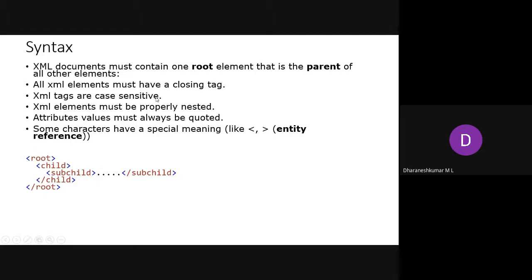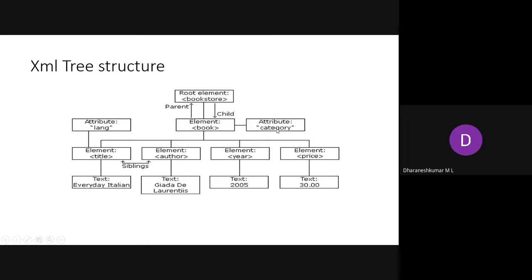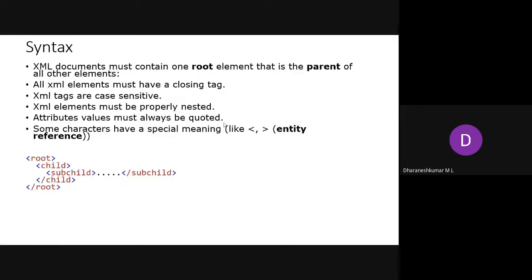So XML tags are case sensitive. XML elements must be properly nested. Within the root node we have the child node, and within the child node we have the sub-child node. So first you must close the sub-child node, then the child node, then the root. All the XML elements must be properly nested. When you have attributes in an XML element, they must be quoted. Always you must quote the attribute value. For example, here the book has the attribute category. You specify this attribute value within quotes. Hence it should be quoted.